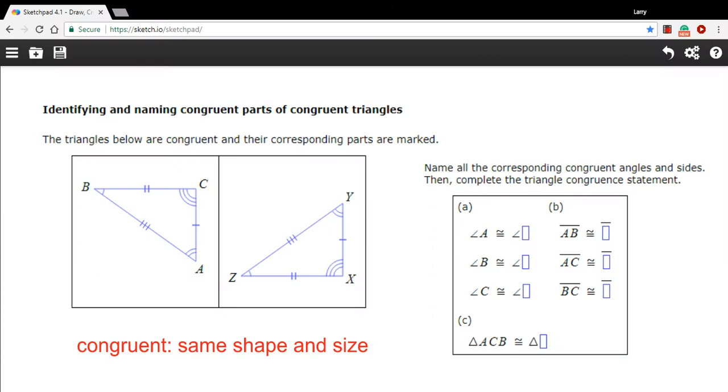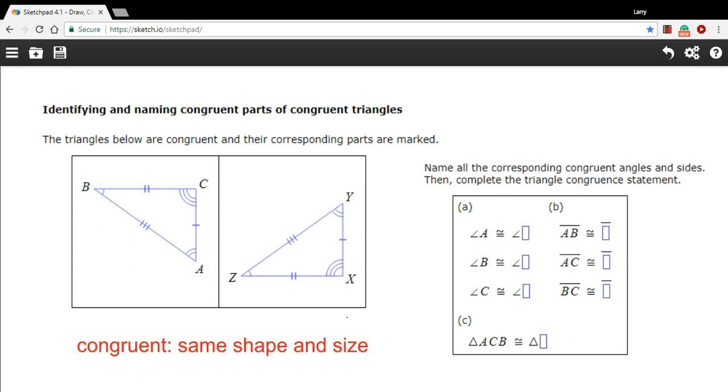In this problem, we are trying to identify the congruent parts of congruent triangles. And congruent, remember, means that they're the same shape and size. So when we say that one triangle is congruent to another triangle, they're really the same triangle. They have all the same angle measures, all the same side lengths. But as you can see in this figure, they may not be in the same orientation.